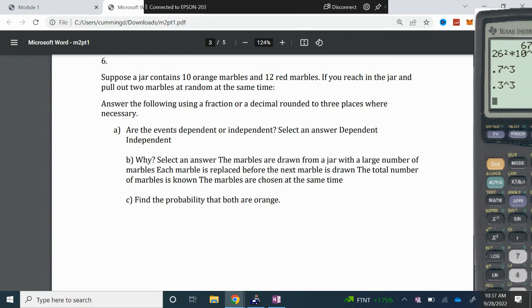Dependent. They are dependent because, why? So B says the marbles are drawn from the jar with a large number of marbles. The next choice says each marble is replaced before the next marble is drawn. The next choice says the total of marbles is known. The last choice says the marbles are chosen at the same time. The reason why is that the marbles are chosen at the same time.